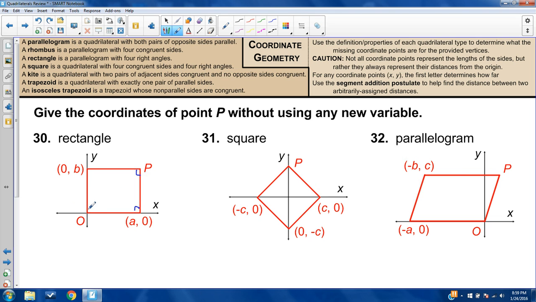Not all coordinate points necessarily represent the lengths of the sides. What you should always do is relate things in terms of distance from the origin to help you out. In this case, it looks like distance from the origin also will be your lengths.